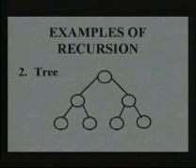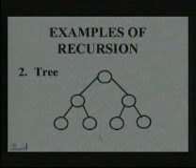Let's see another example, a tree. Now in a tree, let's see, this is a big tree. Sometimes in computer science we call it a binary tree, because at most it has two branches. This is one branch, this is the second branch. Now this whole tree can be defined through one subtree, which I will call the left subtree, and another subtree, let's call it the right subtree.